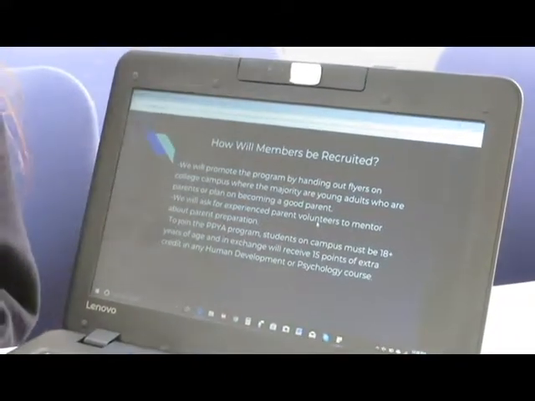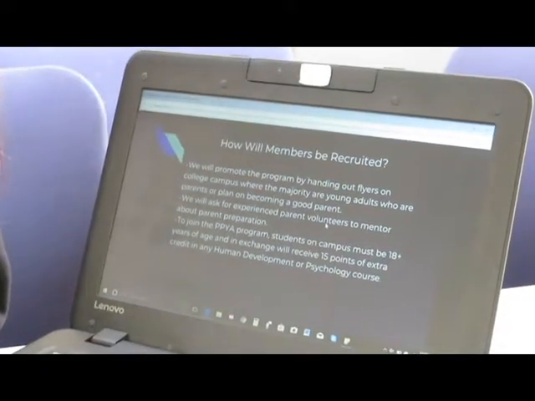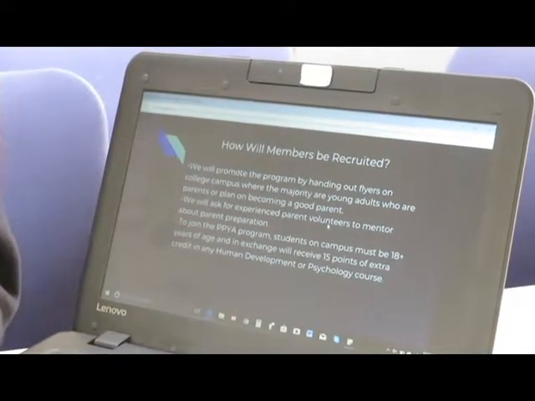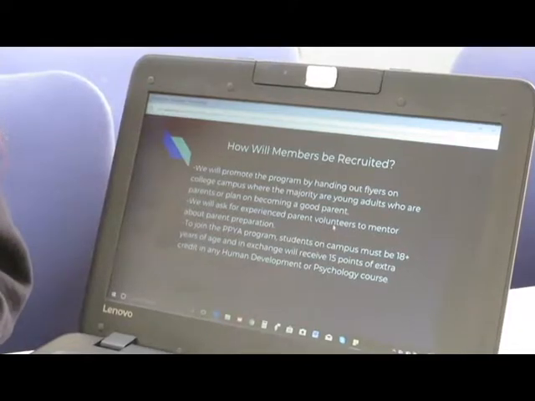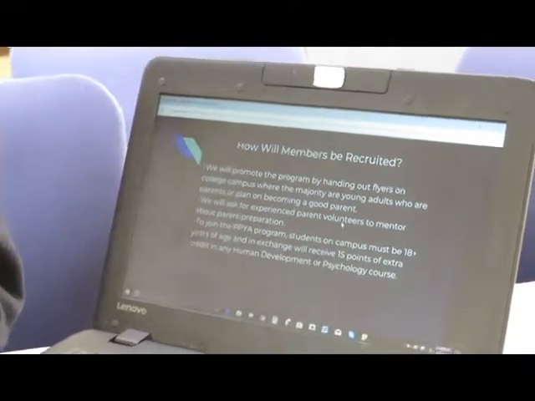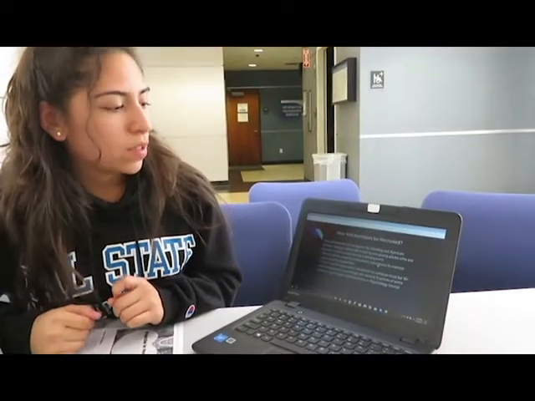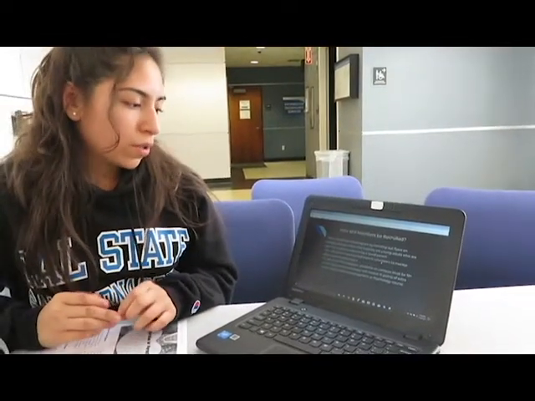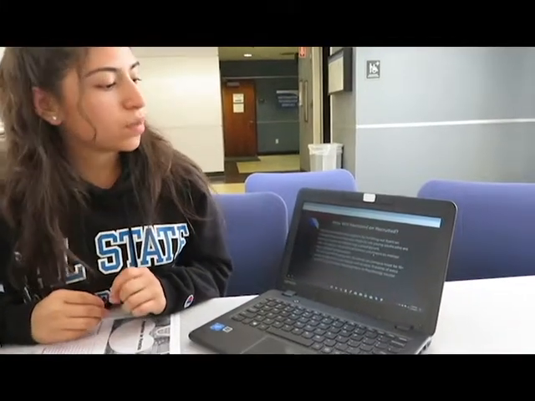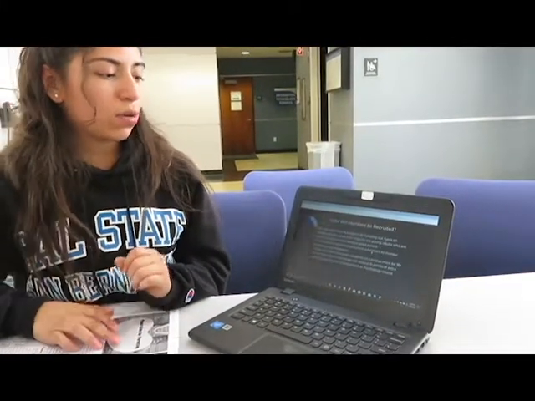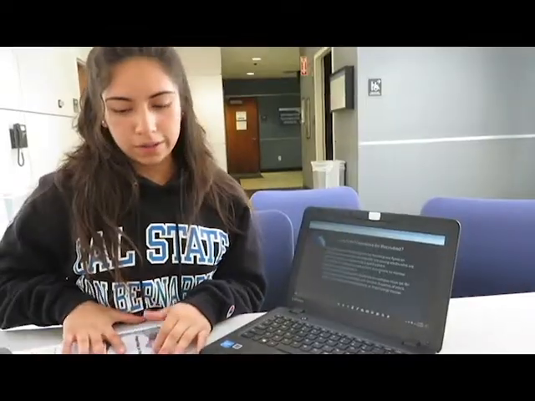So this includes any parent who is well experienced or has had training before on how to raise positive children, and this will also promote more young adults to join. Also, to join the Papaya program, students on campus must be 18 years or older, and in exchange will receive 15 points for extra credit in any human development course or psychology course.